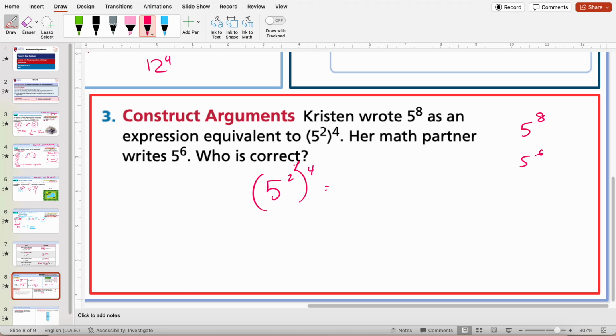Again, the rule is we need to multiply them. So it's going to be 5 to the power of 2 times 4, which is 5 to the power of 8. What did her friend do as a mistake? She combined them instead of multiplying. Remember, double power, you need multiplication.